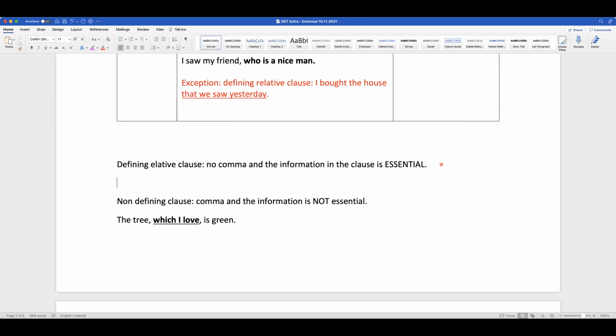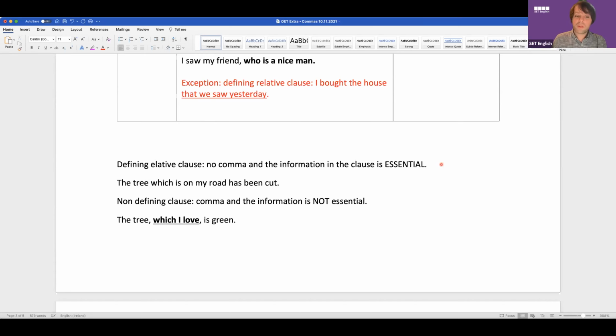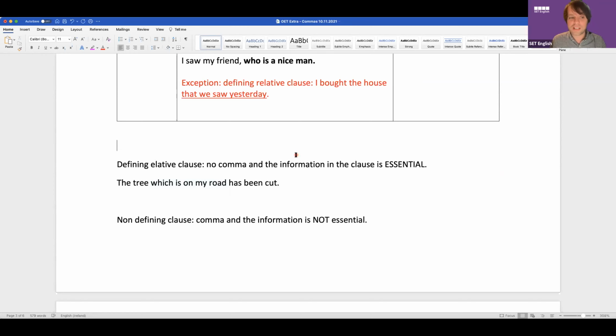Can I give an example with essential meaning, please? Because it's hard to think of examples, Bianca. I always have to prepare one. Go on. The tree which is on my road has been cut. Okay, I like that, which is on my road. Without a comma, good. Because if we remove the road, do we know which tree has been cut? Is it essential? It might be, because otherwise I don't know which one. It gets complicated, but that's a good example from Bianca there.